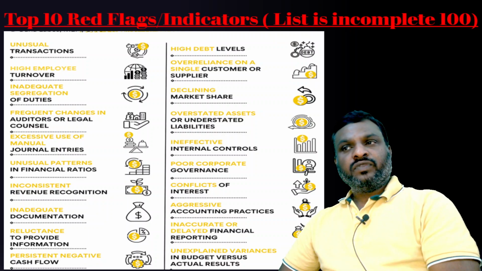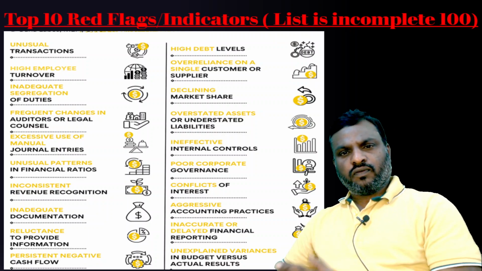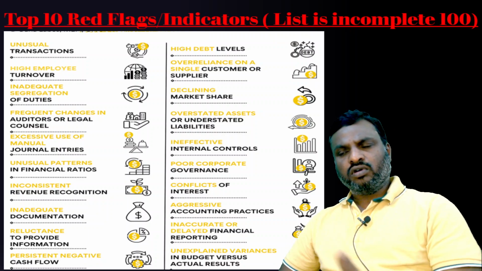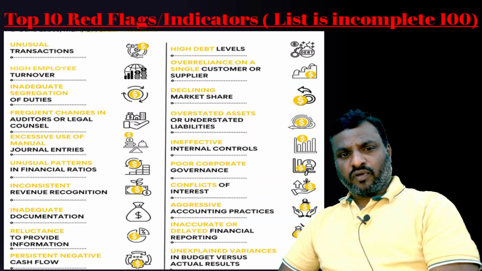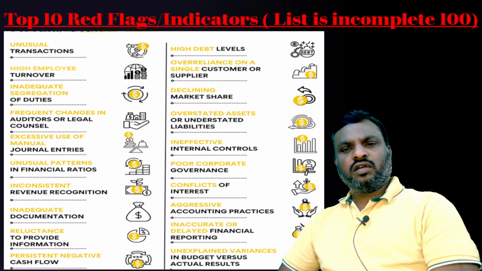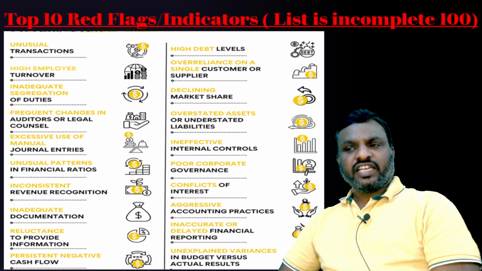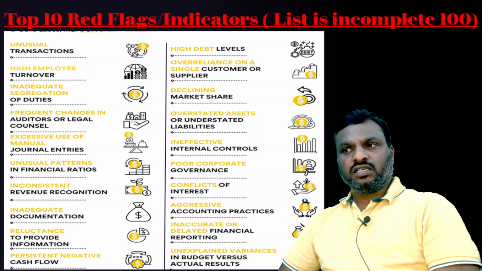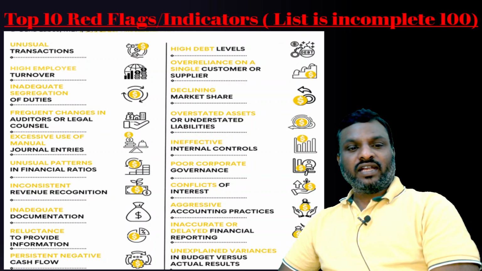Number 2, high employee turnover, not sales turnover, employee turnover. In an entity, throughout the financial period, employees will come and go. That is a regular practice. But in any particular department, if there is excessive turnover beyond a reasonable limit, that also indicates a red flag, to find out what could be the reason employees are leaving so frequently in a particular department.